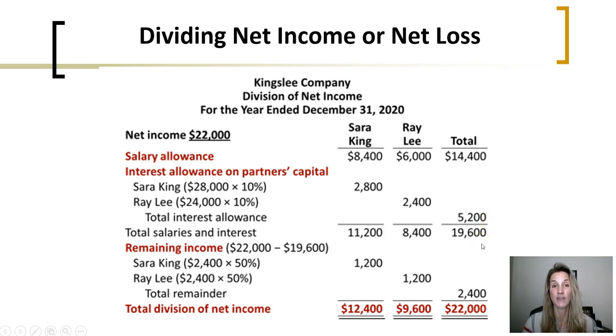A total of $19,600 worth of net income will be allocated to the partners in this distribution. There is still a remaining $2,400: $22,000 in net income, $19,600 allocated through salaries and interest. The remainder is just divided equally. Half will go to King, half will go to Lee. Thus, we will allocate the $22,000 of net income, $9,600 to Lee, and $12,400 to King.